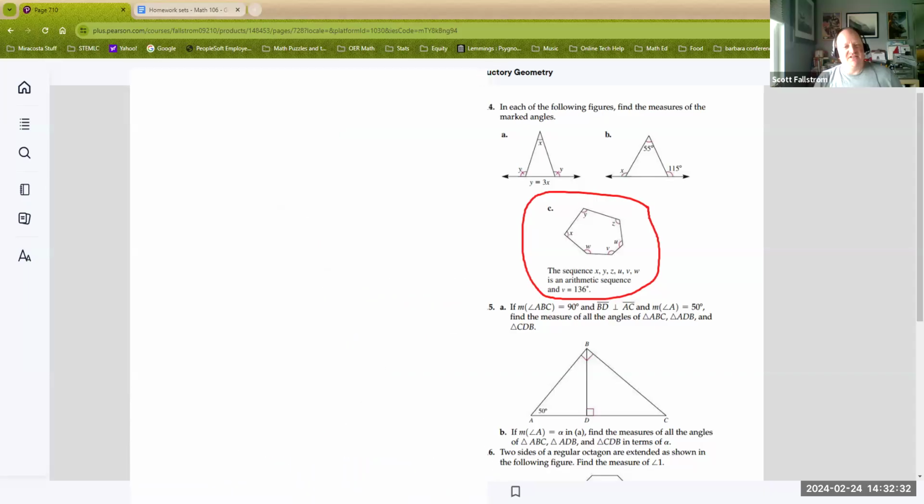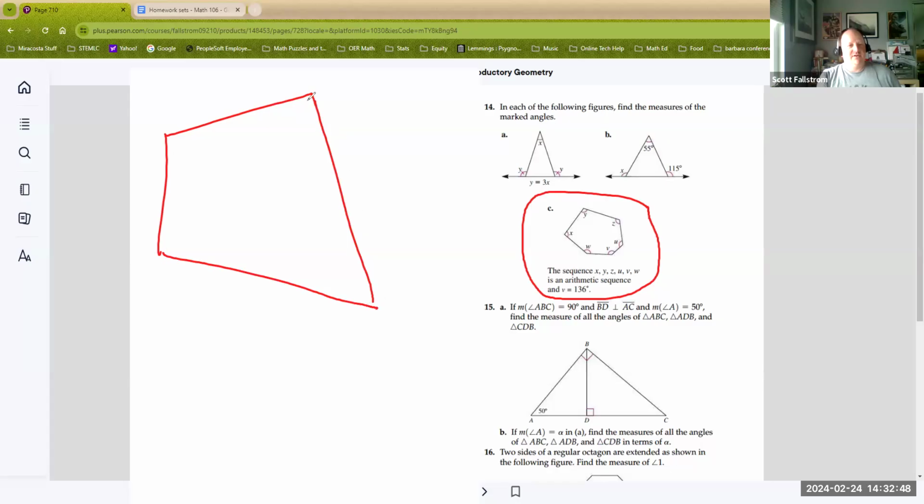Okay, so let's create a similar problem. We have to create a similar problem. So let's do one that is, I don't know, something like this, right? Here's the smallest angle, next smallest, and so on. So let's just say that these are X, Y, Z, and W.